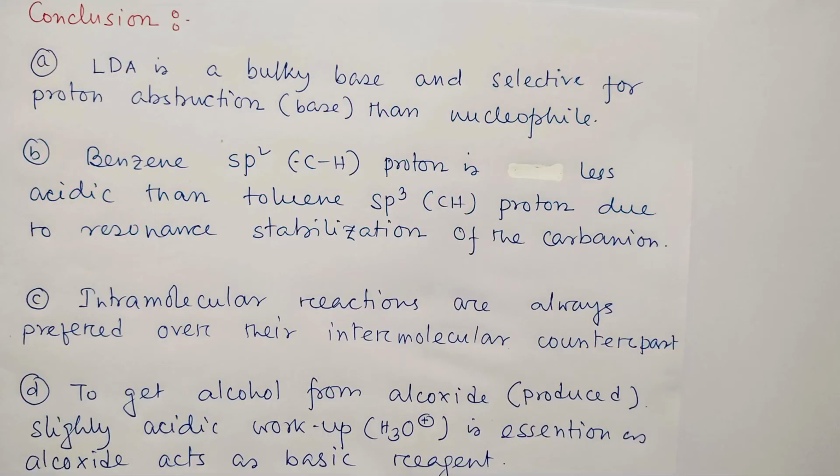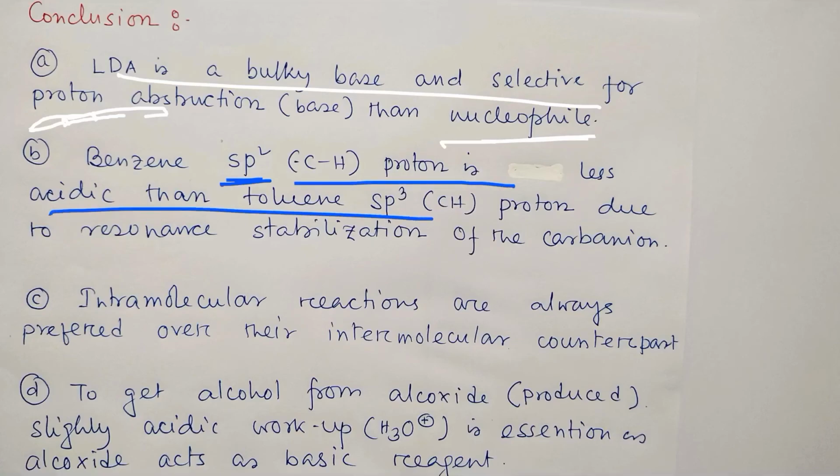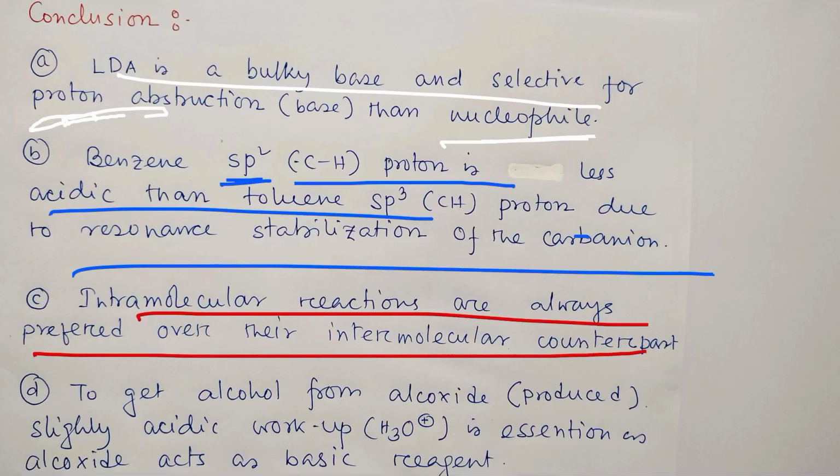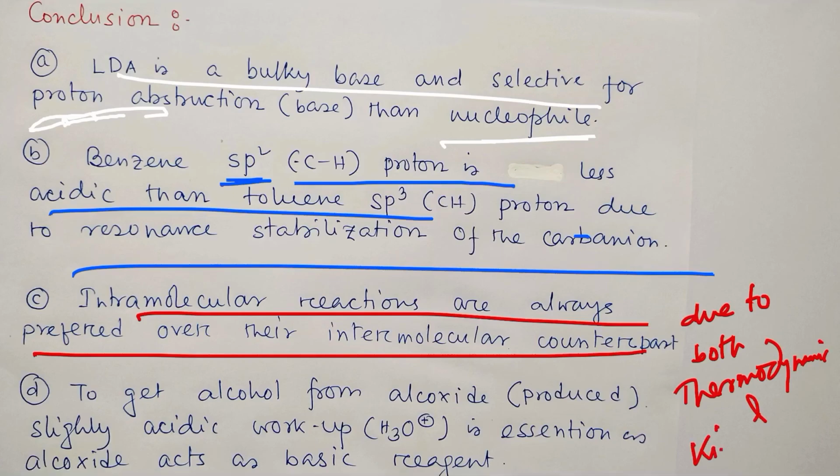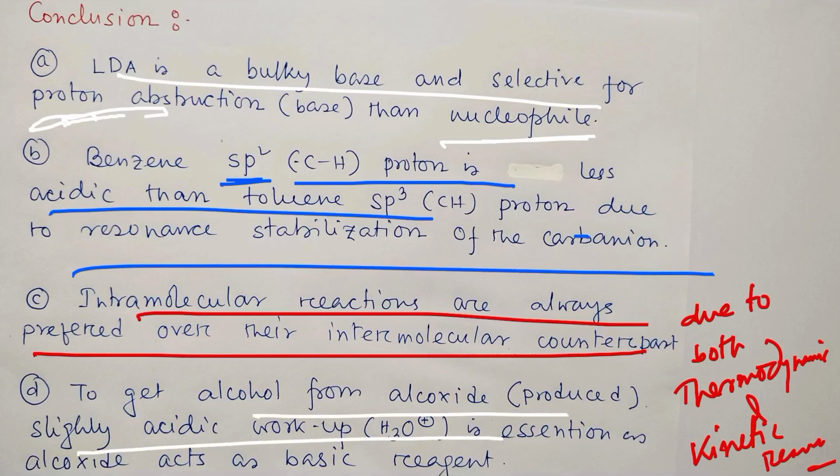So in conclusion, what you have learned today: LDA is a bulky base and that's why it can act as a selective proton abstraction reagent, but it cannot act as a nucleophile. An interesting point is that the benzene sp2 C-H proton is less acidic than toluene because of the resonance stabilization of the produced carbanion. And intramolecular reactions are always preferred over their intermolecular counterpart due to both thermodynamic and kinetic reasons. And the last part, what I told as a smart technique: to get alcohol from an alkoxide, a workup is needed. Otherwise you will never get the alcohol. Fine, so this is the end of this discussion.